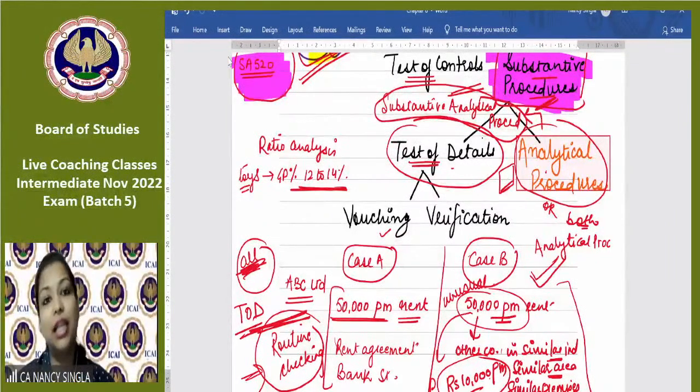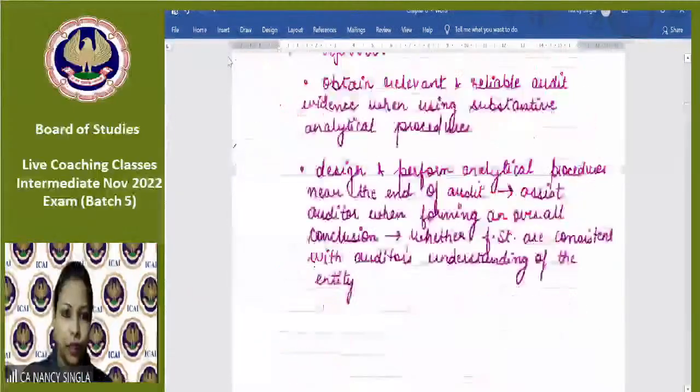The analytical procedure. So when the auditor is making overall conclusion, can I say this is the completion phase? When the auditor is on the verge of completing the audit, तभी तो he'll form an overall conclusion about the financial statement as a whole. Now, then also auditor applies analytical procedures, and there also SA 520 will come into picture. ठीक है, समझ आया? So I'll do one thing.